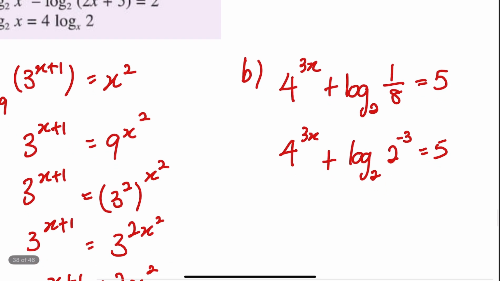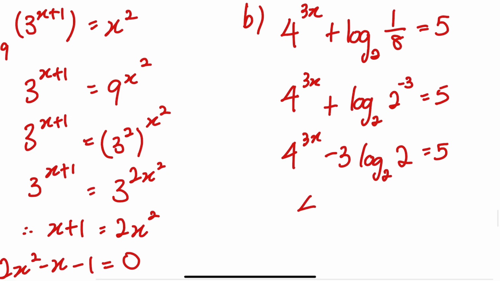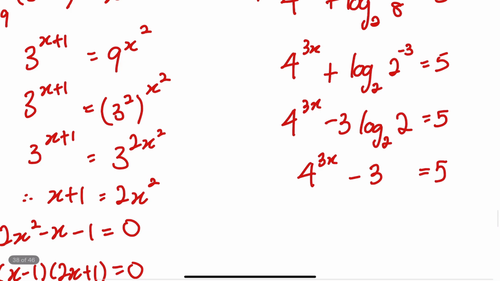Therefore, I can bring down the power from the log term. This will be minus 3 log base 2 of 2, equals 5. So therefore 4 power 3x minus 3 times 1, since log base 2 of 2 is 1, which is just 3, is equal to 5. Therefore 4 power 3x is equal to 5 plus 3, which is 8.